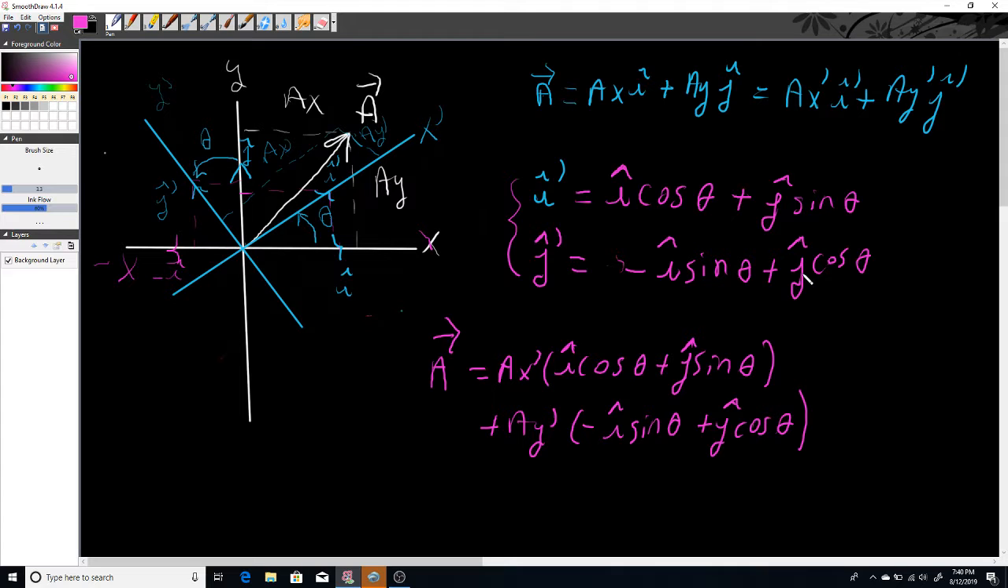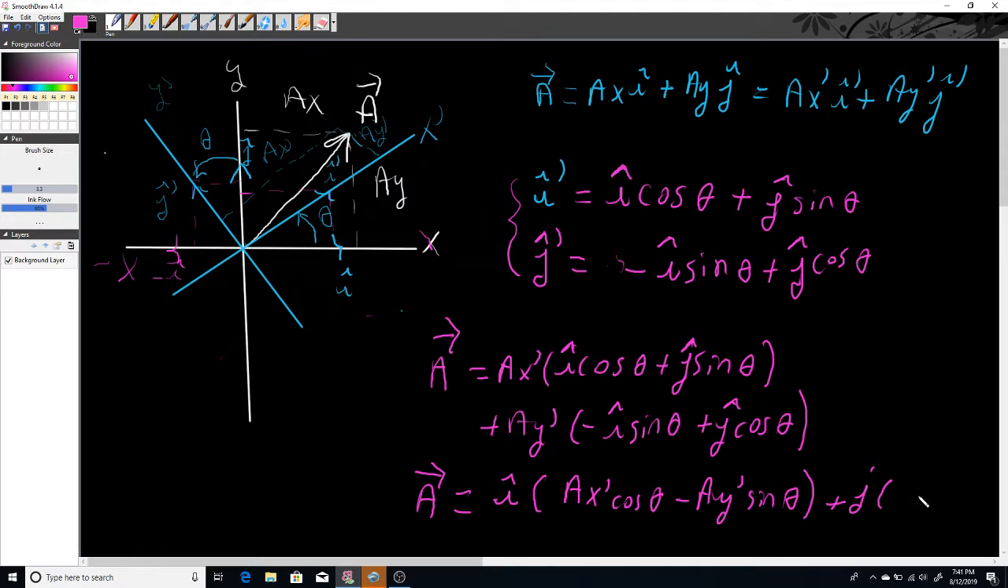All I did now was replace the i prime and j prime vectors. So now, if you rearrange these constants and variables, you'll get i times a of x prime times cosine of theta minus a of y prime times sine of theta, plus j times a of x prime times sine of theta plus a of y prime times cosine of theta.